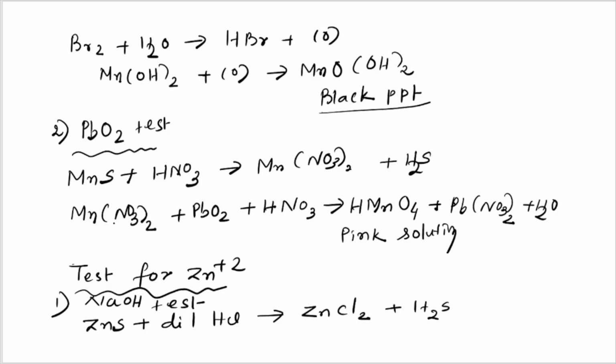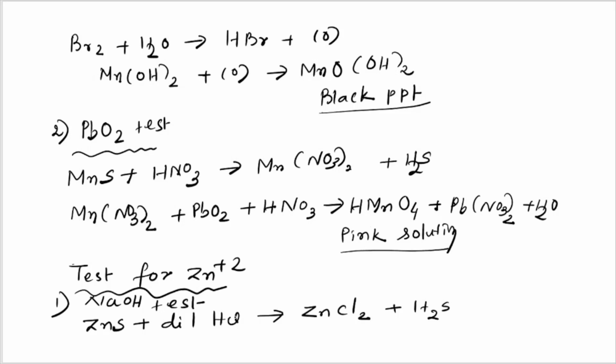Then the lead oxide test. Here also you will take lead oxide, and lastly you will get a pink solution by the help of manganese. Here manganese, that is HMnO4, permanganate, KMnO4, permanganic acid, HMnO4, that is a pink solution.